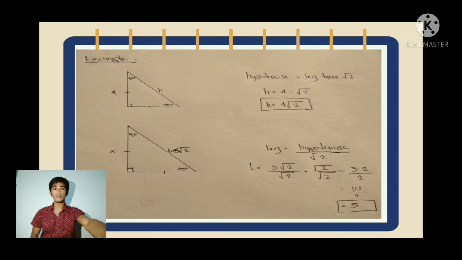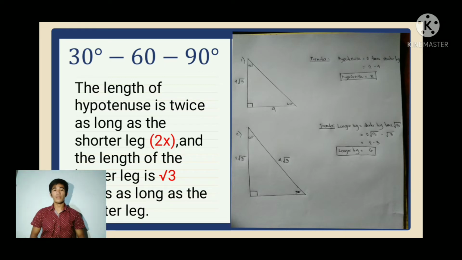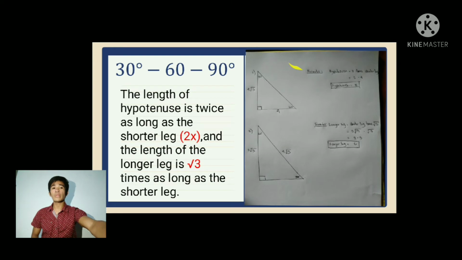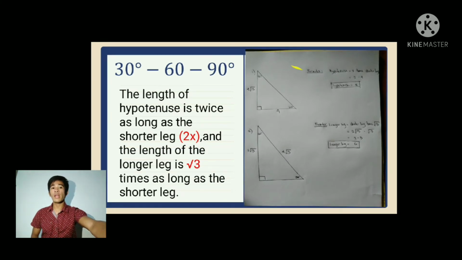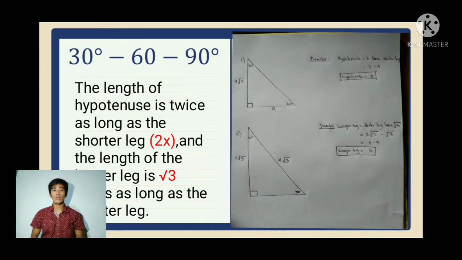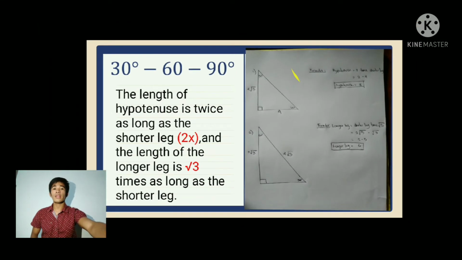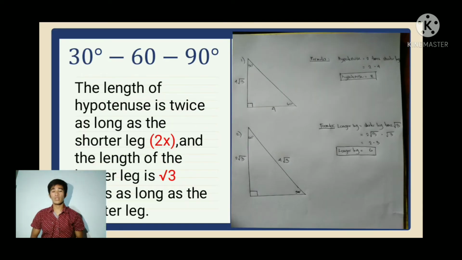So the next special right triangle is 30, 60, 90. The length of the hypotenuse is twice as long as the shorter leg, or 2 times, and the length of the longer leg is square root of 3 times as long as the shorter leg. So what does it mean? Ang hypotenuse daw po is 2 times the value of the shorter leg. And the length of the longer leg is square root of 3 times the value of the shorter leg.